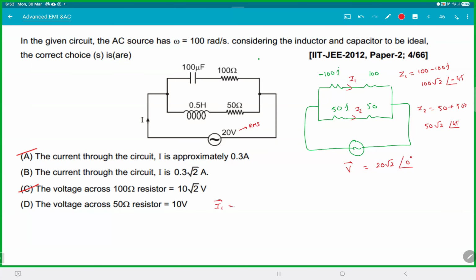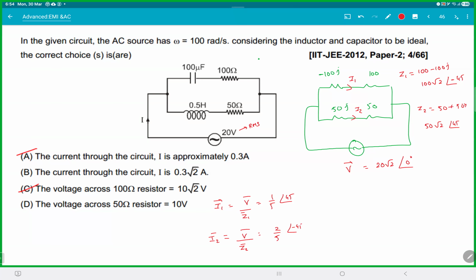So I1 bar will be V bar by Z1 bar. That's 20 root 2 by 100 root 2. Root 2 root 2 goes off. That is 1 by 5 and that's angle 45. That's your current there, I1 bar. And I2 bar will be V bar by Z2 bar. That's 20 root 2 by 50 root 2. Root 2 goes off. That's 2 by 5, angle minus 45. This thing is 20 by 100, no? 1 by 5. You're done there.